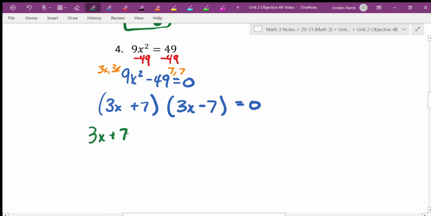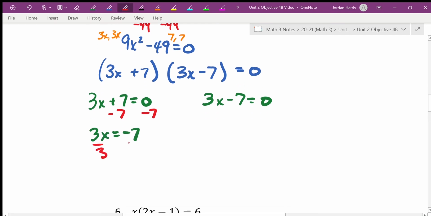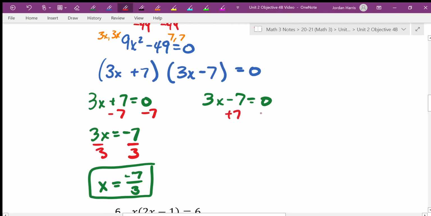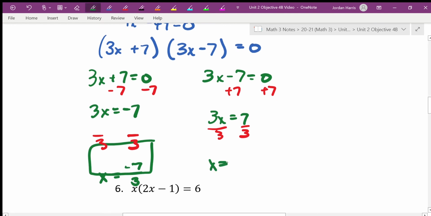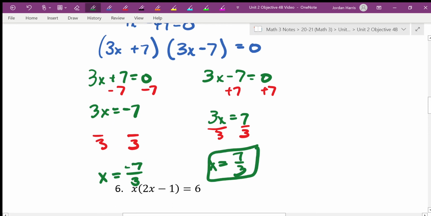All right, set each factor equal to 0. Okay, so I'm going to subtract 7. I get 3x equals negative 7. Divide by 3. And I get x equals negative 7 over 3. The other one, I'm going to add 7. 3x equals positive 7. Divide by 3. I get x equals positive 7 over 3. You should always end up like that, where it's the negative and the positive.